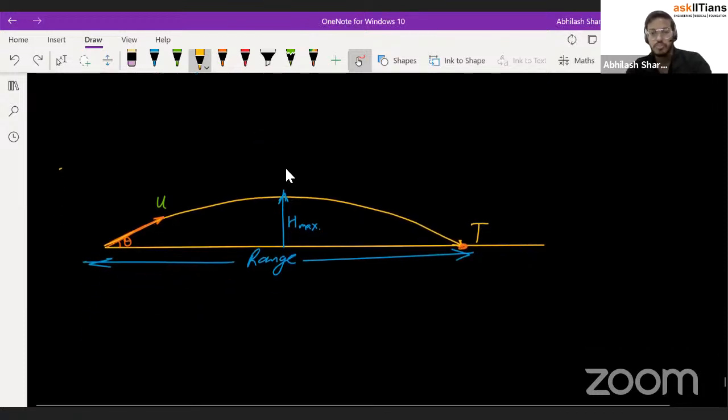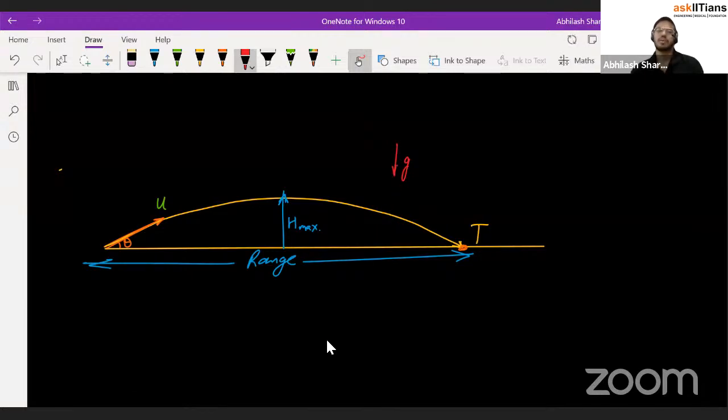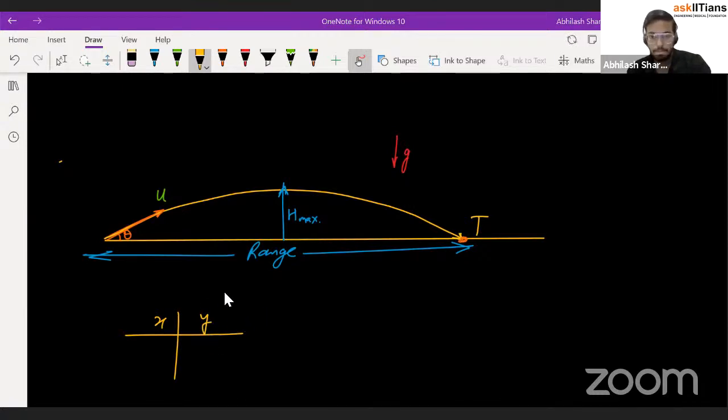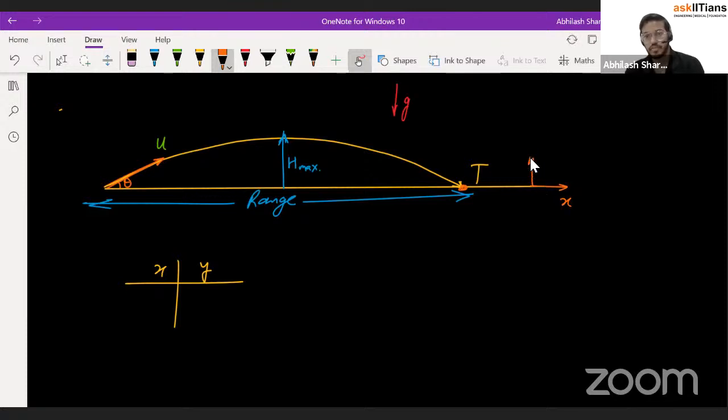What is the first thing we should do? First thing we should do is again make the tables. Here gravity is acting downwards. There is nothing horizontally, as you know. So here also I can make two tables, X and Y. What is the initial speed along the X direction? This is X, this is Y. The moment we see the initial speed, it is neither along X nor along Y, isn't it? It is somewhere at an angle. Do you see that?